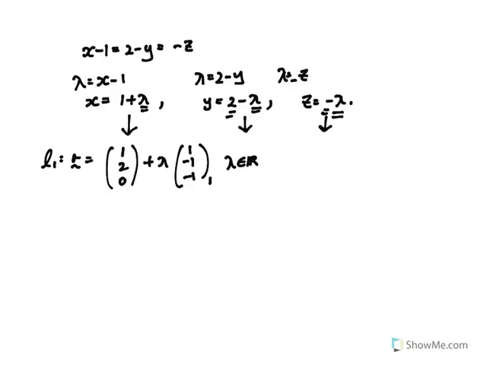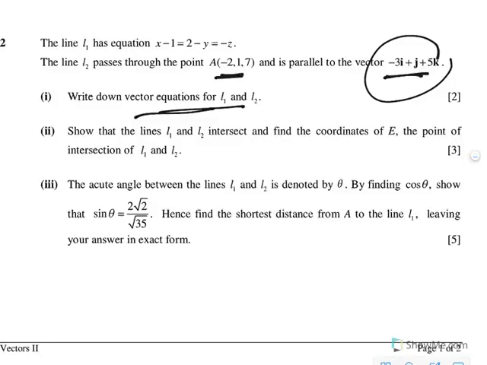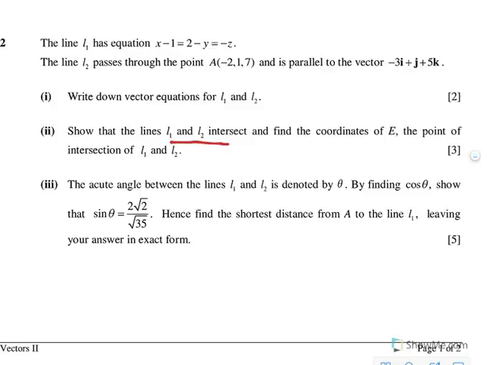Line 2 is quite straightforward. It passes through negative 2, 1, 7, and is parallel to the direction vector negative 3, 1, and 5. So with that, part 1 is done. You have your equation of line 1, you have your equation of line 2, so you are done. This is for 2 part 1. So how about 2 part 2? Show that the lines L1 and L2 intersect and find the coordinates of E, the point of intersection of line 1 and line 2.